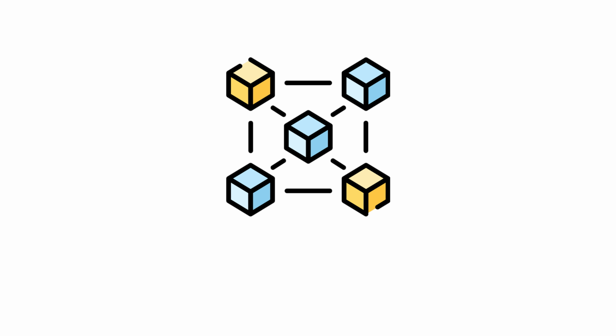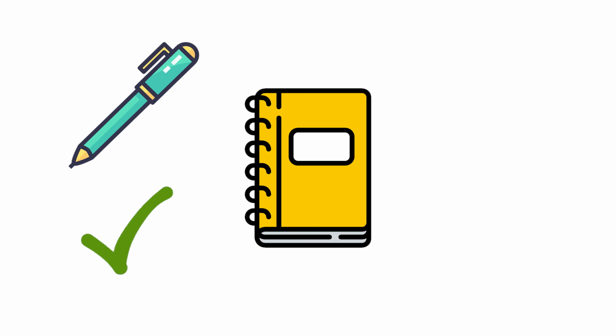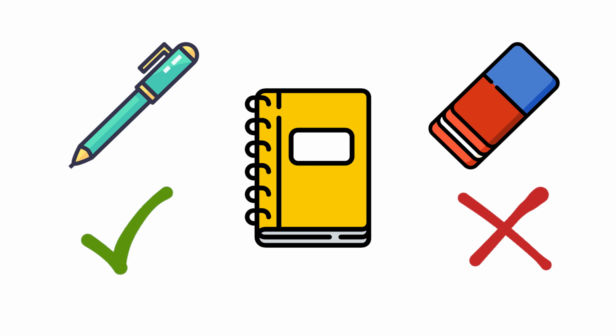Let's try it with blockchain. Step 1. Concept. Blockchain. Step 2. Explain it simply. A blockchain is like a digital notebook that everyone can see and write in, but no one can erase or change what's already written. It keeps records that can't be faked.